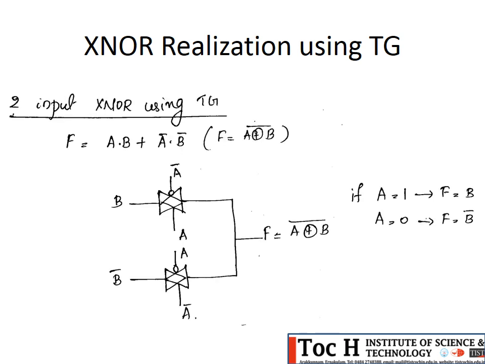Next is the two input XNOR using transmission gate. What is the logic function for the XNOR gate? A dot B plus A bar dot B bar. So again, same principle, same logic: A into B plus A bar into B bar. If we have given A here, what should be the control signal? Here it should be A bar. If we have given A bar, what should be the control signal? It should be A. So finally you will get the A XOR B complement.